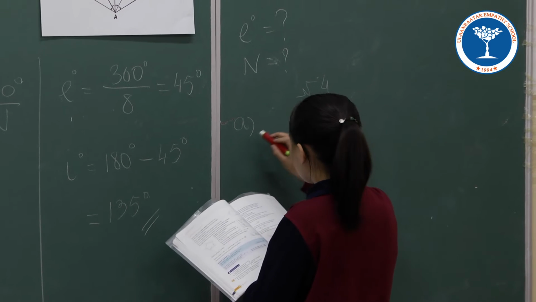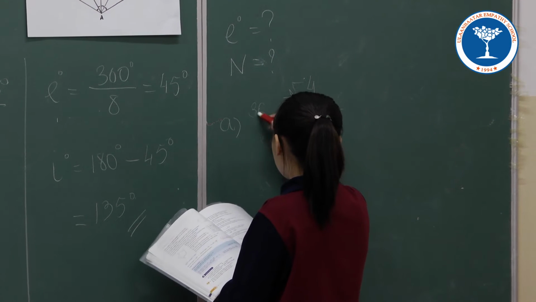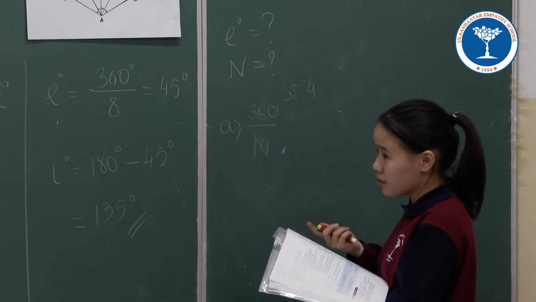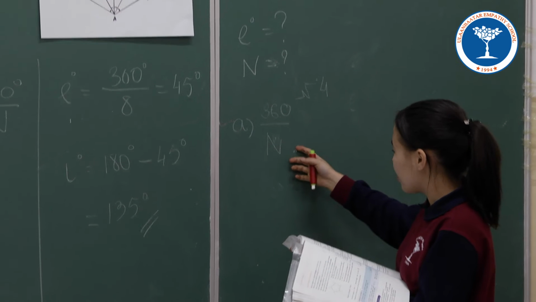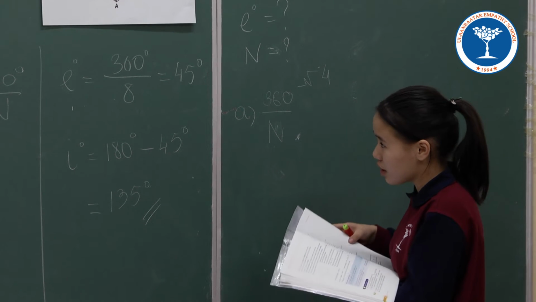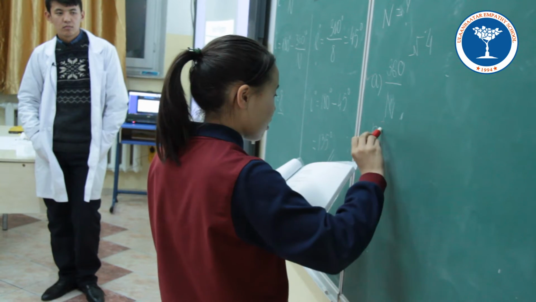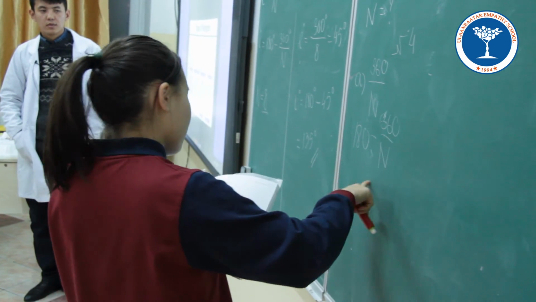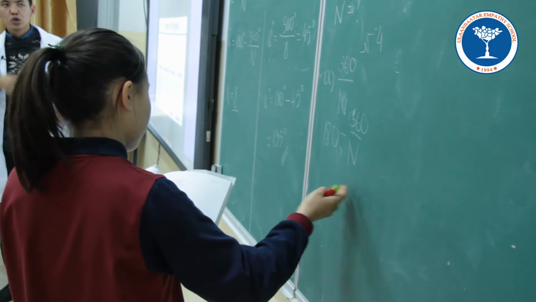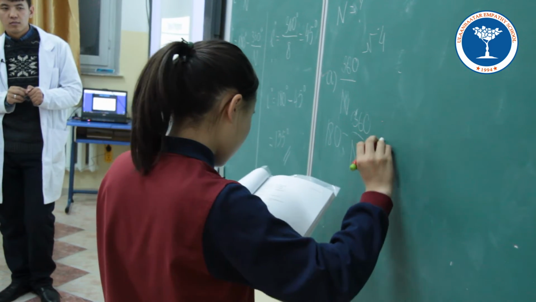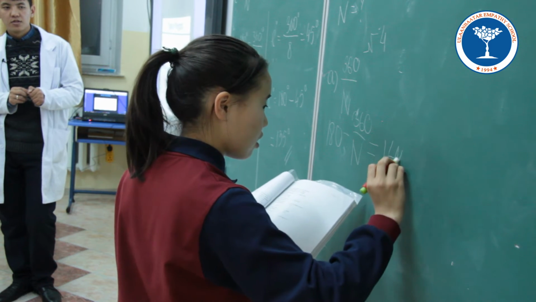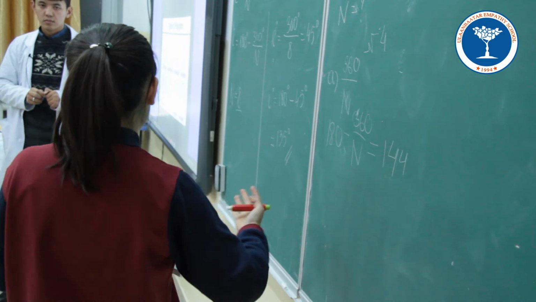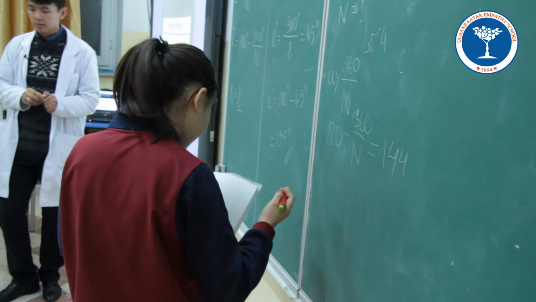To find the exterior angle, the formula is 360 divided by n. We know the interior angle is 144, but we don't know the number of sides. The formula for the interior angle is 180 minus the exterior angle. The interior angle is equal to 144. And to find that, we have to subtract 144 from 180.